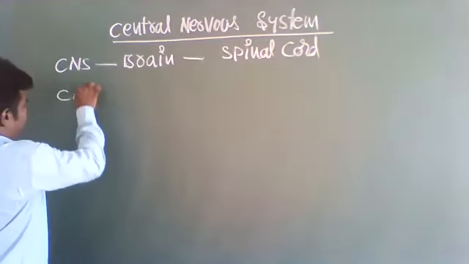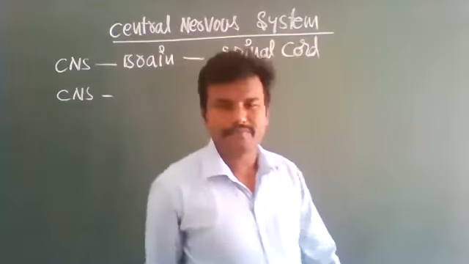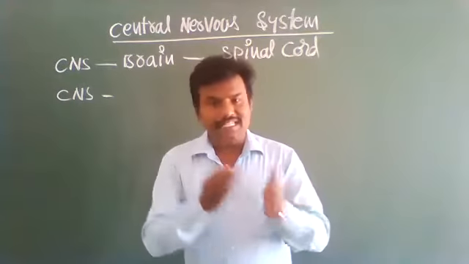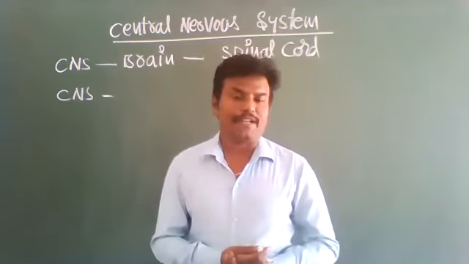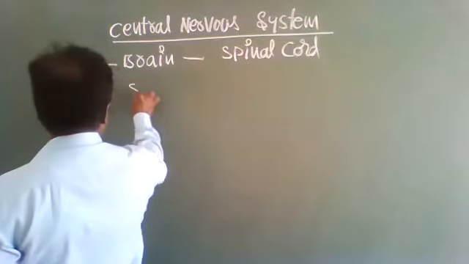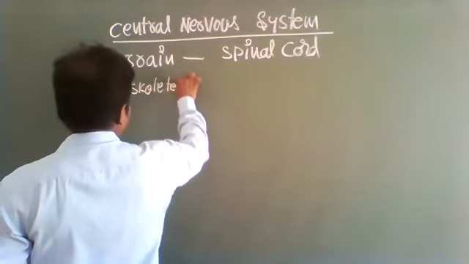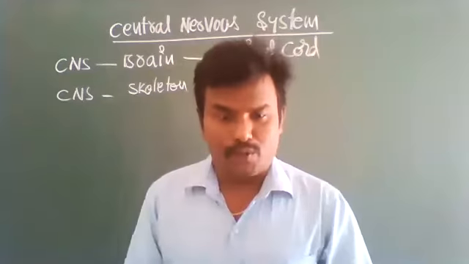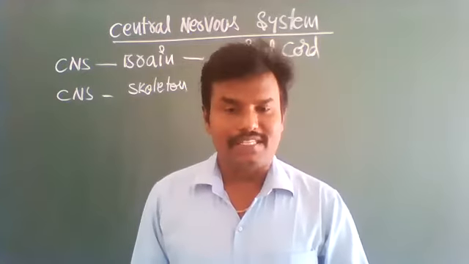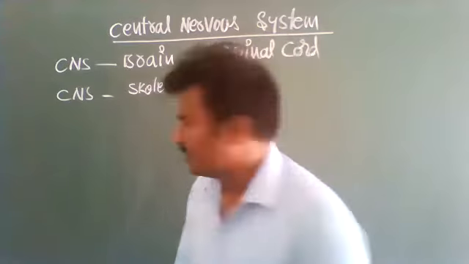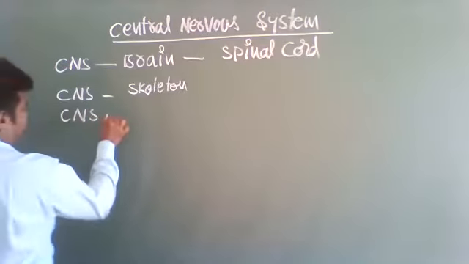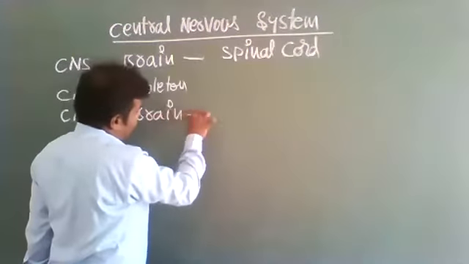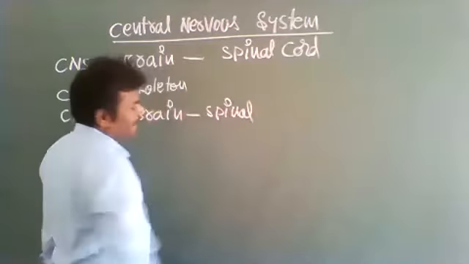Next, the central nervous system, that is both brain and spinal cord, is protected and supported by the skeleton, or skeletal system. The skeletal system gives protection and support to the brain and spinal cord.